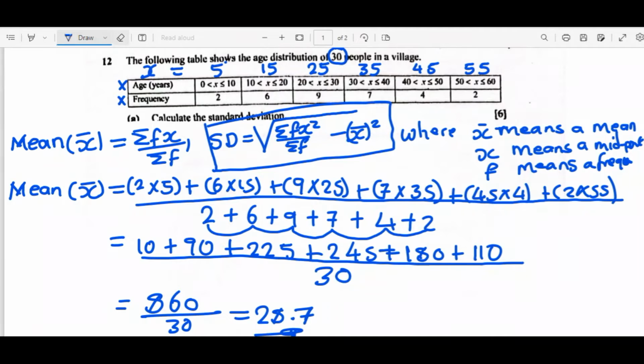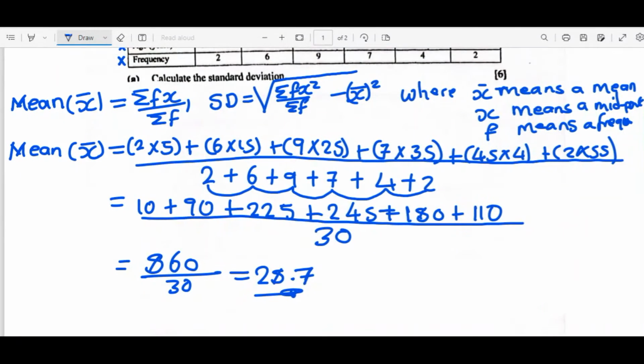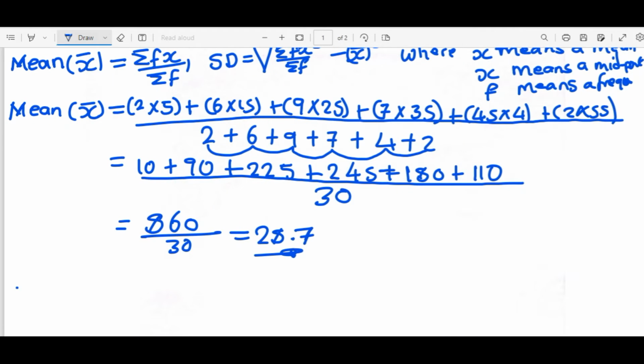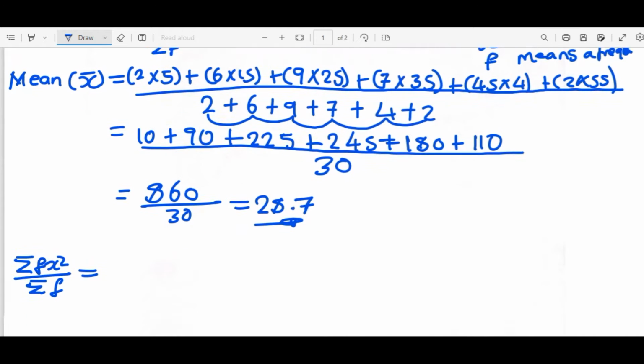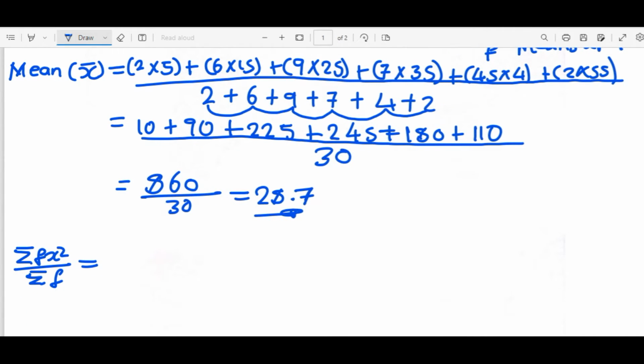Now for us to find this expression, firstly I'm going to look at this expression inside. Then from there we'll see what we can do. So the expression is summation of f of x squared over summation of f. So if you look at the formula for mean and this one, the only difference is that the midpoint must be squared. Then the rest remains the same.